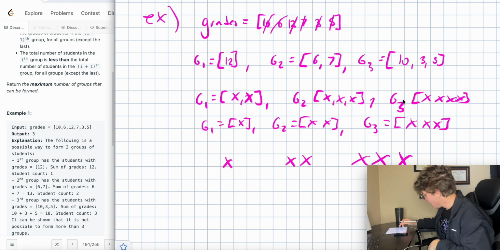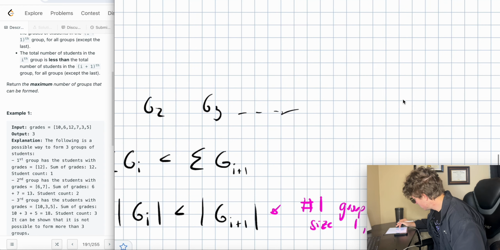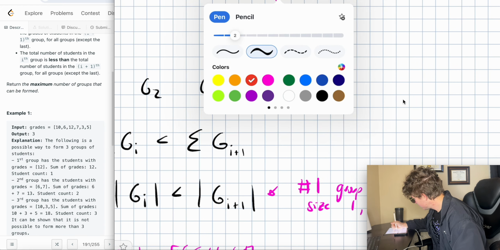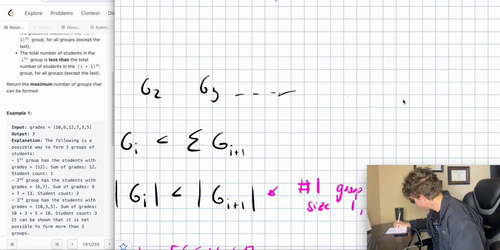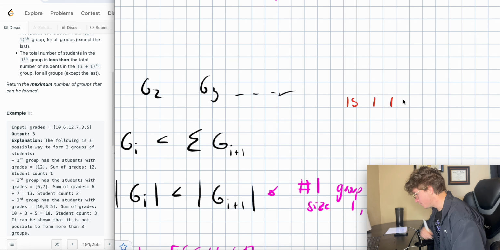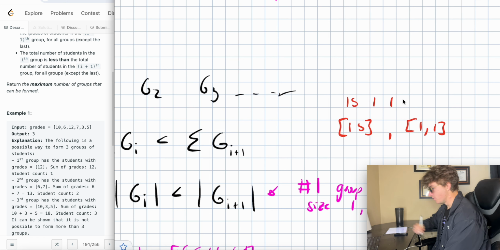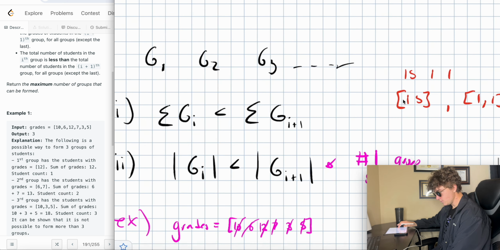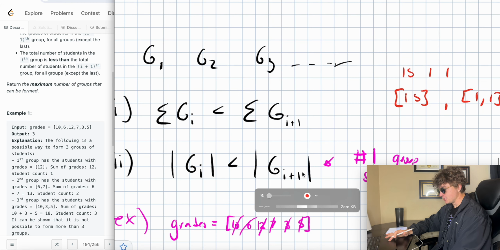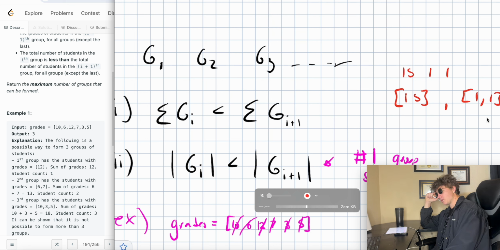Right? Like, what if you had, for example, a situation like this? You had 15, 1, 1. You might say, okay, I'll put 15 in group 1 and these 2 in this group like this. Now this second condition is met, right? But the first condition is not, because the sum of this group is 15, the sum of this group is 2. Obviously, that doesn't work.